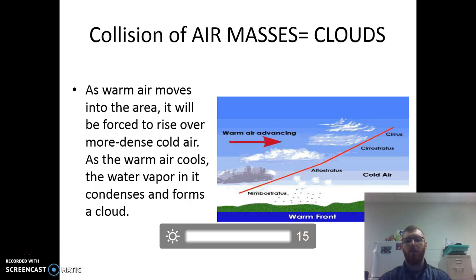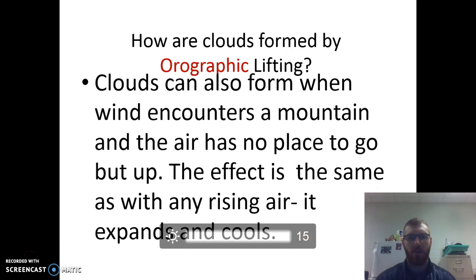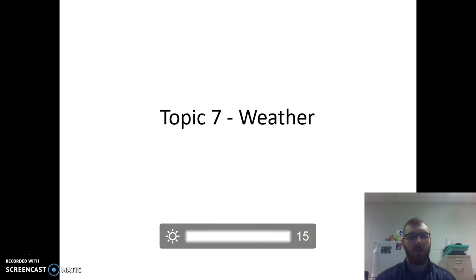So, collisions of air masses here. As warm air moves into the area, it will be forced to rise over more dense cold air, and as the warm air cools, the water vapor in it condenses and forms a cloud. So, by orographic lifting, clouds can also form when wind encounters a mountain and the air has no place to go but up, and the effect is the same as with any rising air. It expands and cools, hence the phrase orographic lifting.